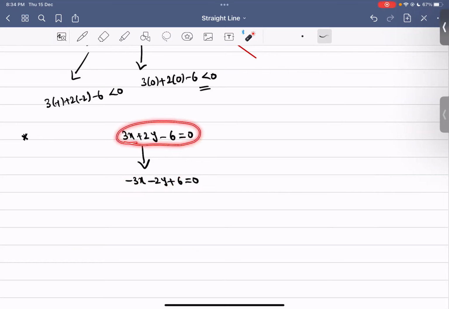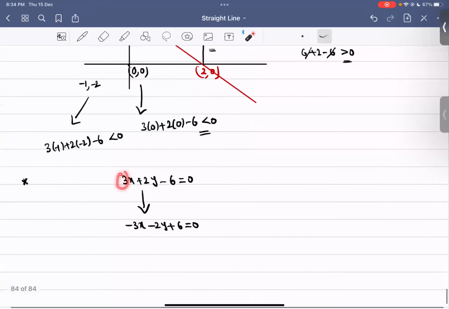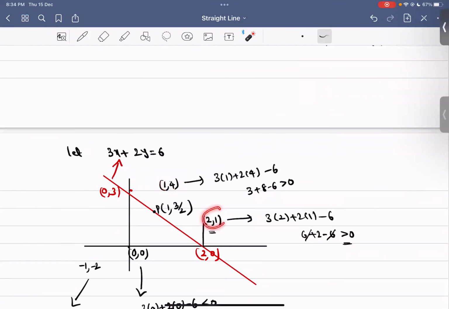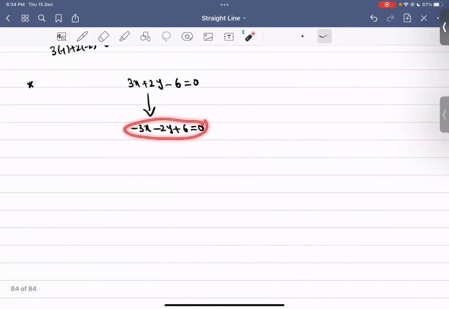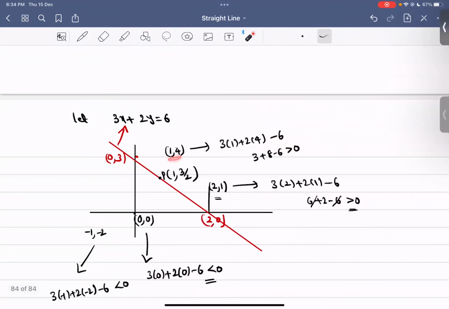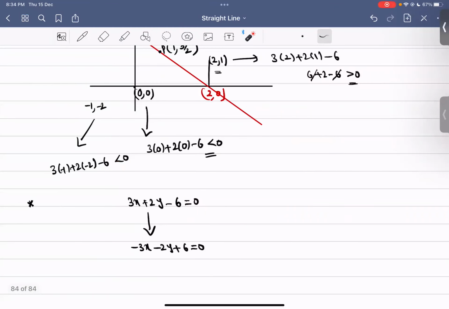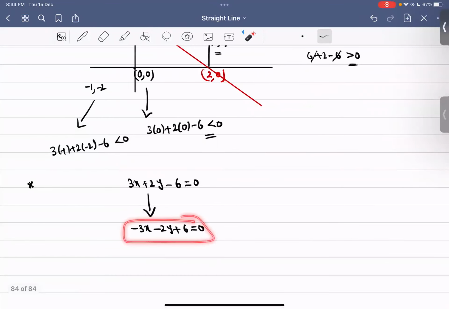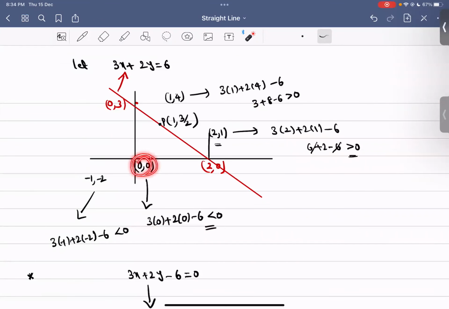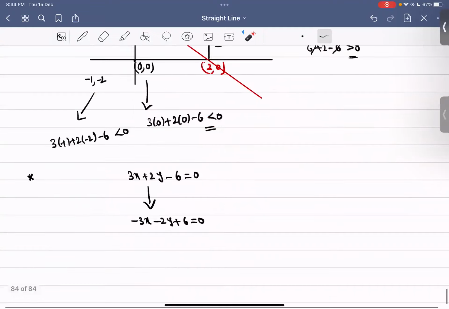But with respect to this line, with coefficient of x positive, these 2 points (1, 4) and (2, 1) lie above, that is positive. But with respect to this line, if you calculate for (1, 4) and (2, 1), then you will get a negative quantity, because we multiplied with minus. Similarly, with respect to this below line, that is minus 3x minus 2y plus 6 equal to 0, for (0, 0) you will get a positive quantity, and for (-1, -2) you will get a positive quantity. So that is the difference. Yes or no?